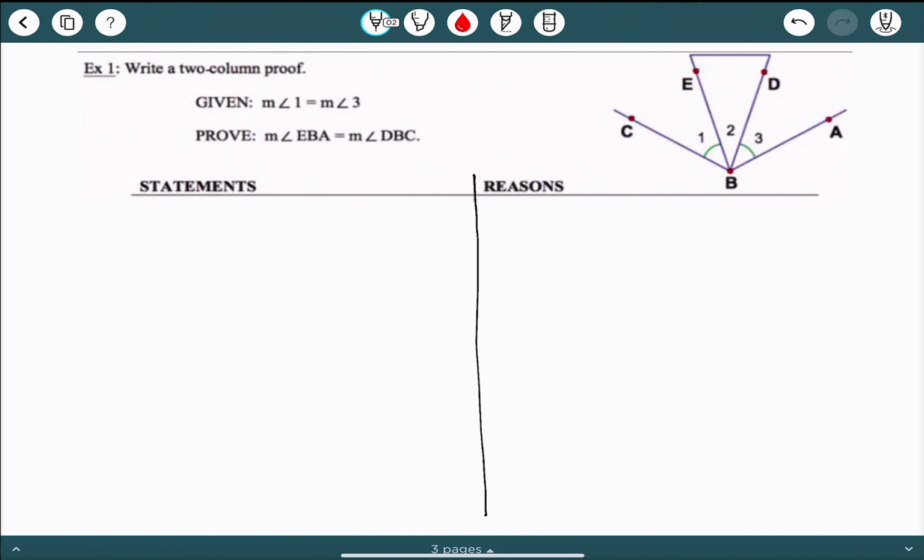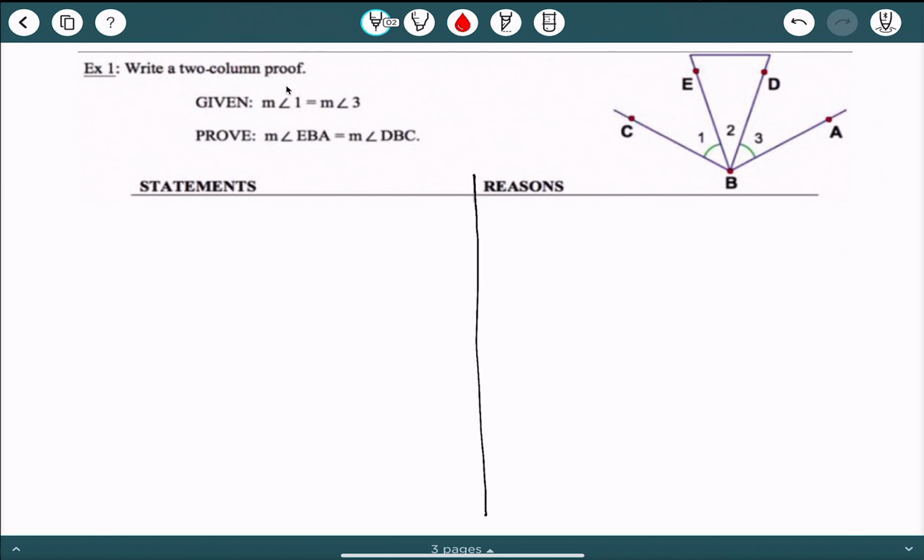Right, hello everyone. So in this video, we're going to go through two proofs. One involving angles and the other involving midpoint. So starting off with this one, we're told to write a two-column proof, and we're given this diagram over here with angles 1, 2, and 3.